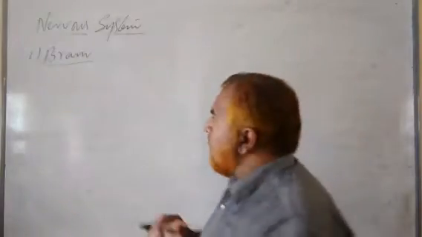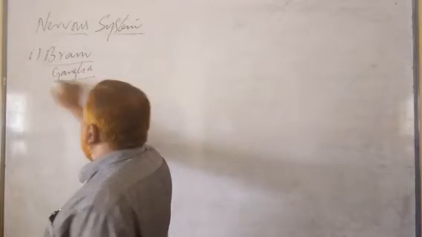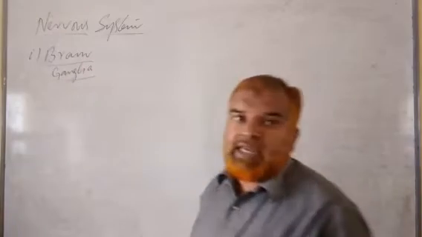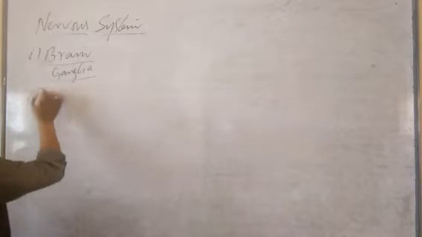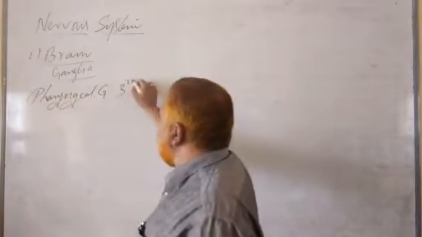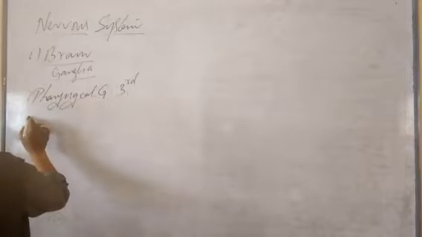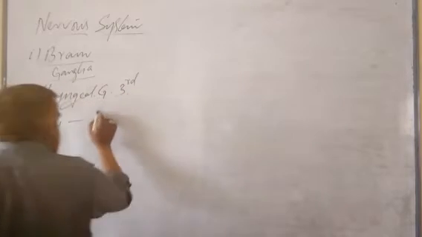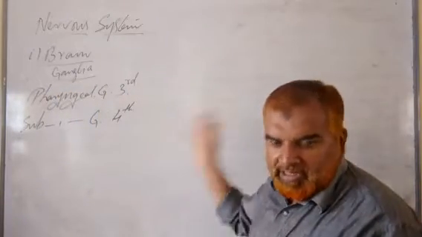In the brain, we have to see that the brain consists of ganglia. Now these ganglia are of three types basically. One is pharyngeal ganglia, that arises from the third segment and runs all along the body. Then subpharyngeal ganglia, which also arises from the fourth segment and runs.